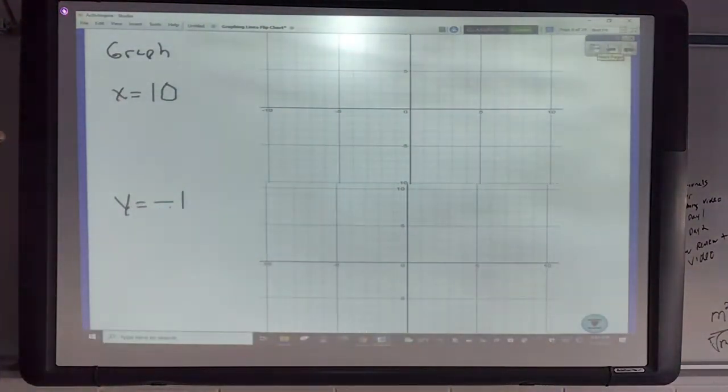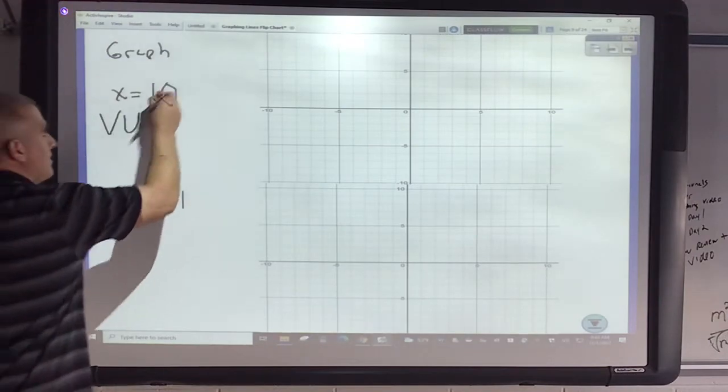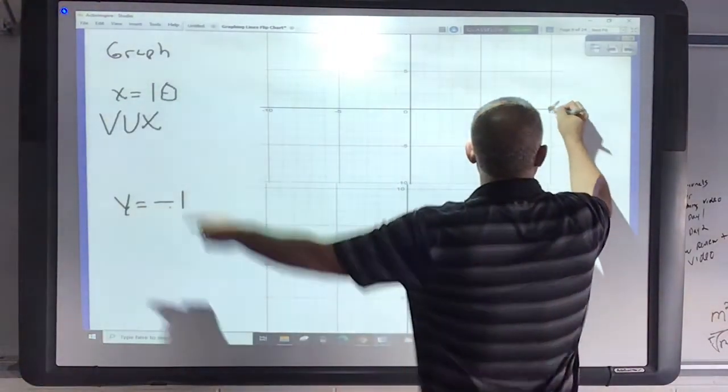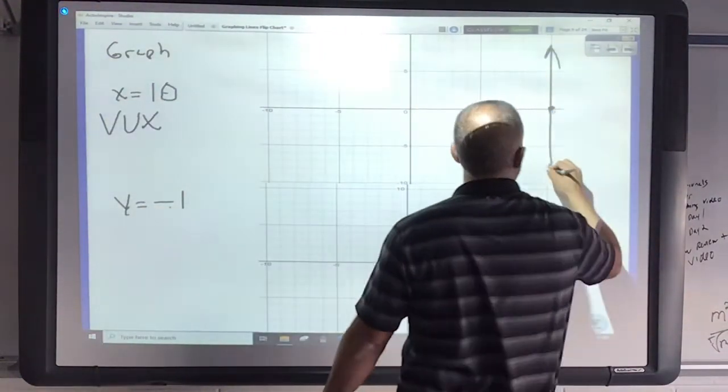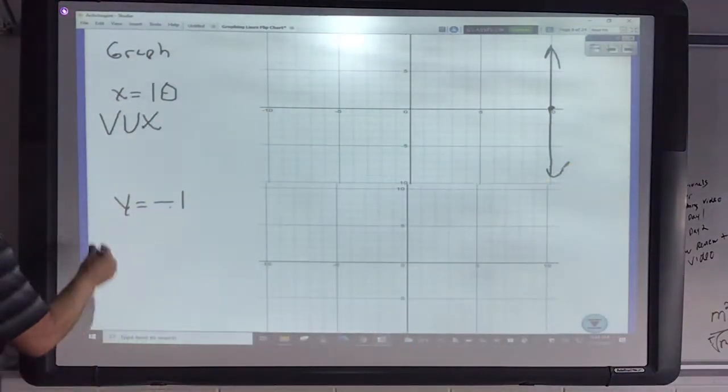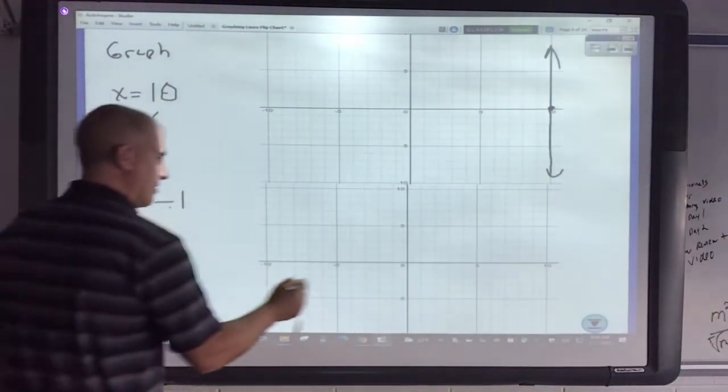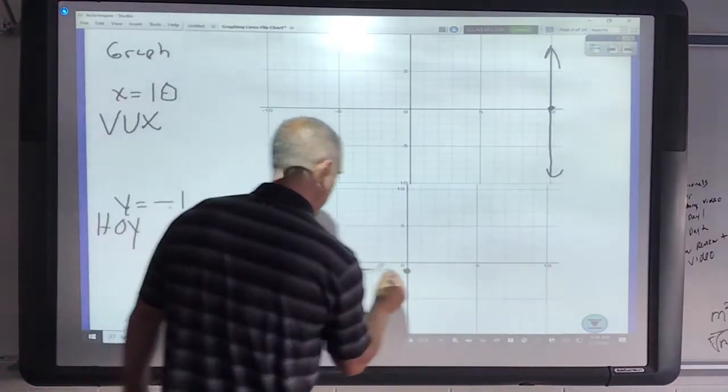All right. Then I got x equals 10. That's x equals, so x is 10. X equals means vertical, so that's what that line would look like. Okay, that's just a y equals, that's horizontal. So at -1, I have a horizontal line.